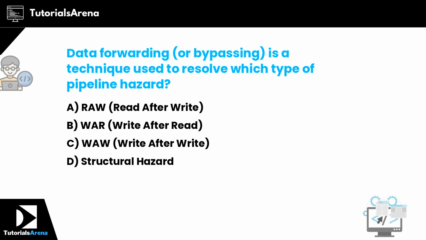Data forwarding or bypassing is a technique used to resolve which type of pipeline hazard? The correct answer is option A, RAW, read after write.